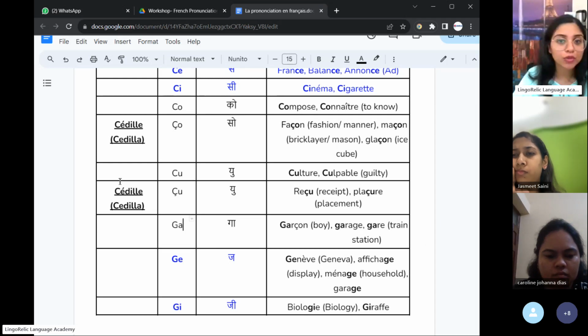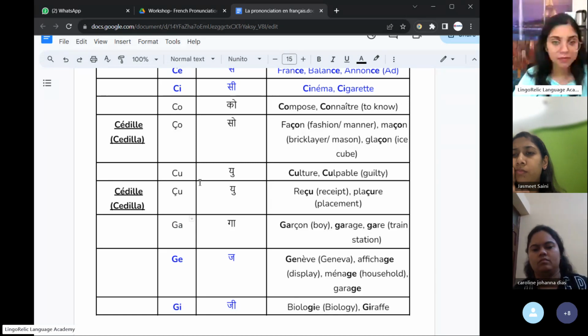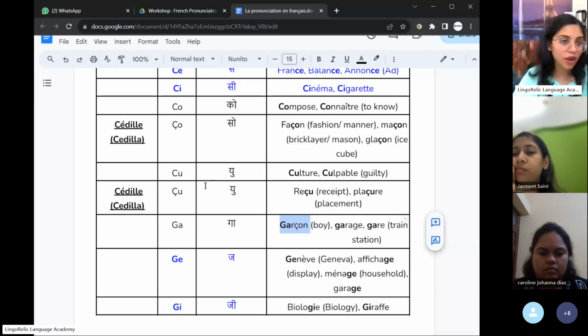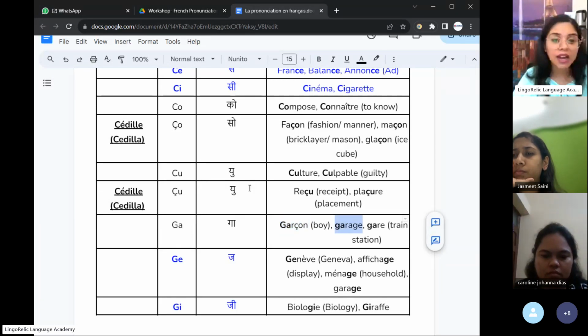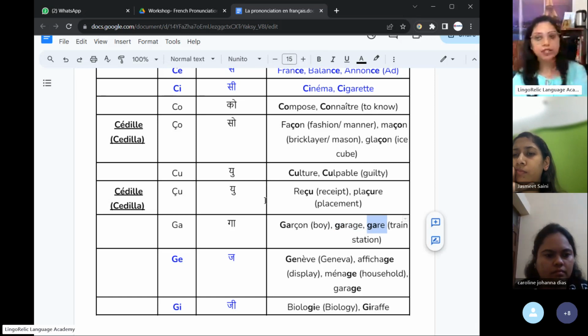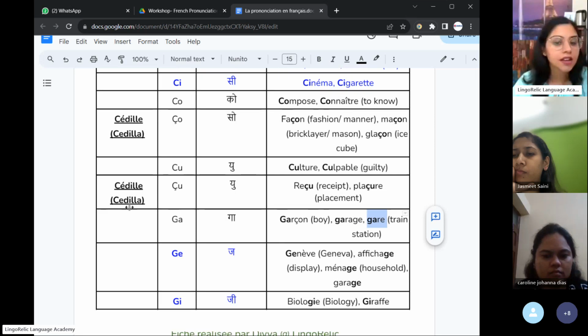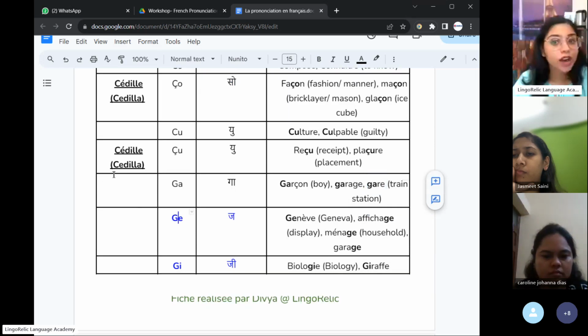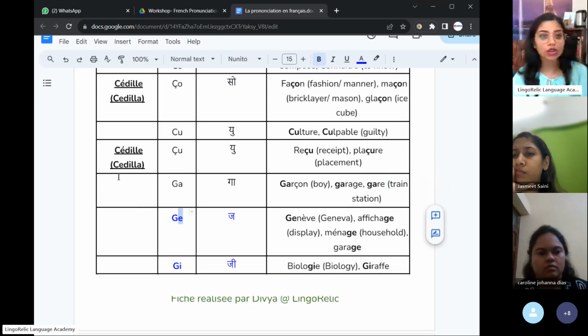Vous avez la prononciation de ga. This G followed by A is pronounced as ga. So this one is garçon, as you pronounced it earlier. You have garage, right? Garage. This one is gare, which is a train station. But on the other hand, you have GE, which is sounded as je, not as g.